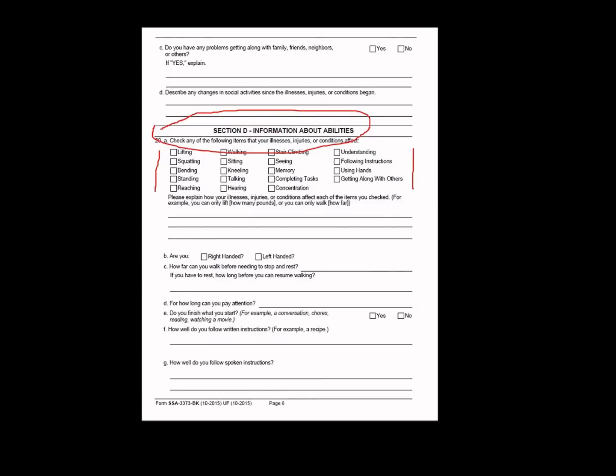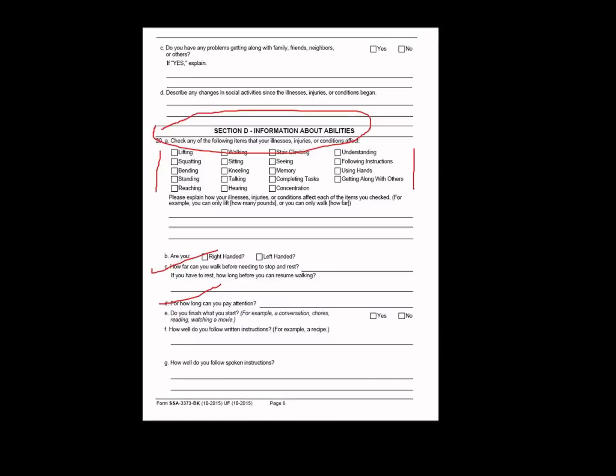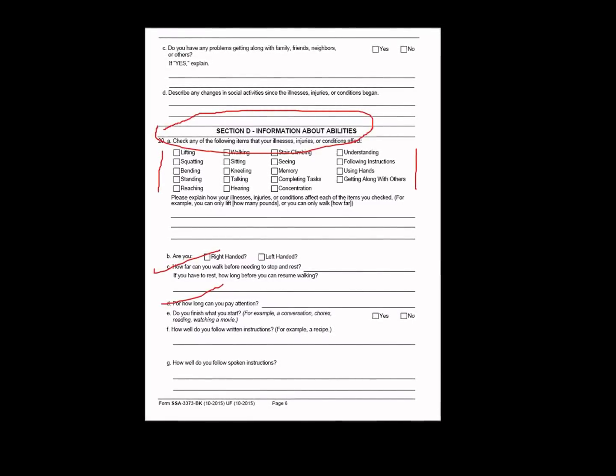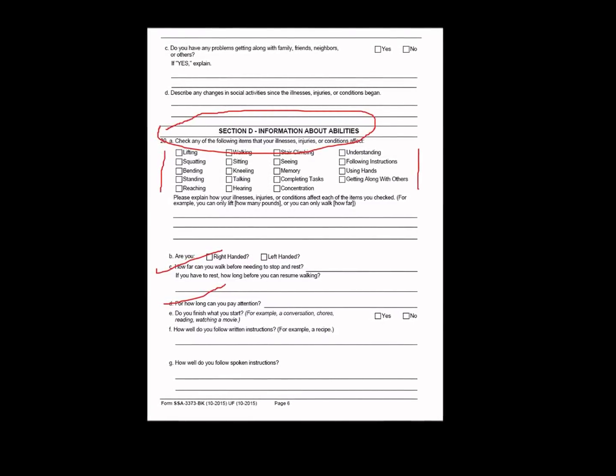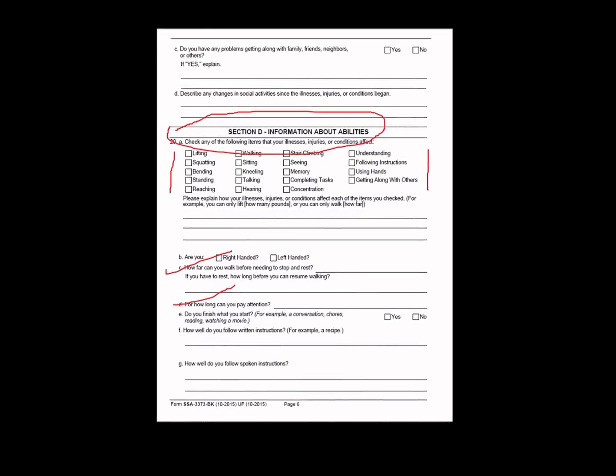So it says, how far can you walk before you need to stop to take a break? Stop and rest. For how long can you pay attention? When you're answering these questions, this is going to sound silly, not saying that you're like a homework assignment, but pay close attention to the nature of how you've explained things previously in your earlier answers. So this way, the two kind of match up with each other.